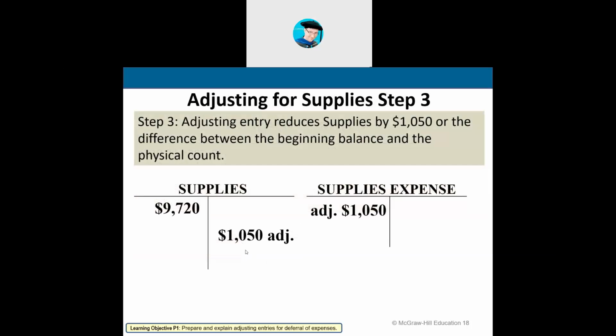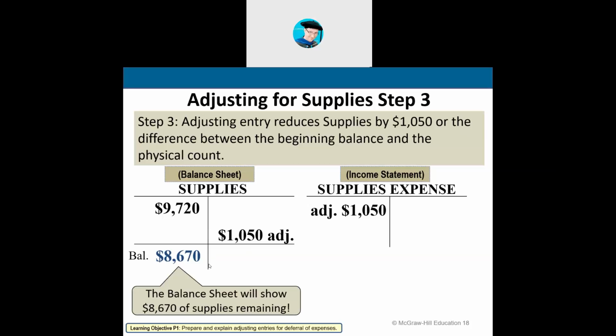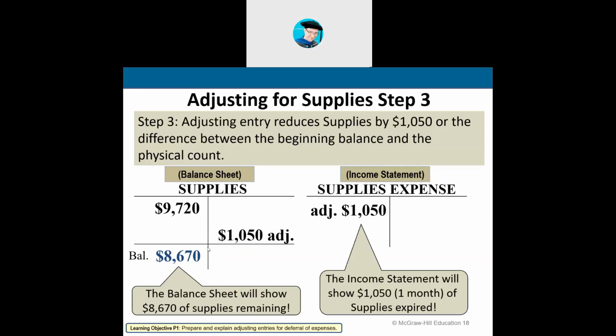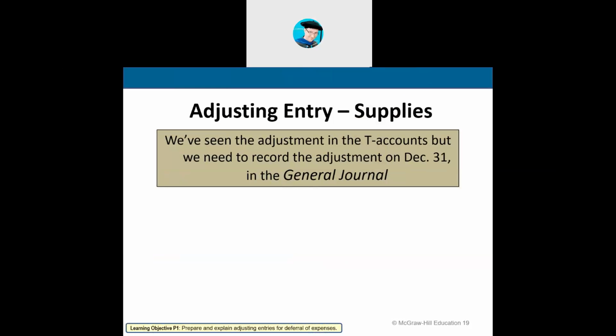We used $1,050 of supplies during the month of December. So we would debit supplies expense at the end of December. So December 31, debit supplies expense, $1,050 to represent the expense. And we would credit supplies, $1,050 to reduce our supplies. And at the end of December, we're left with $8,670 on our balance sheet for supplies. There's so many different examples, but the concepts are always going to be the same.